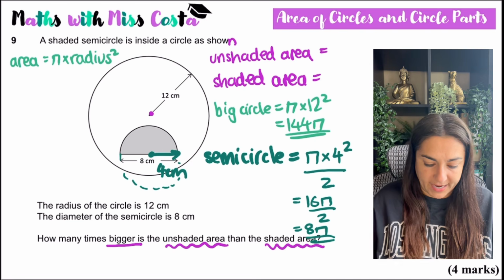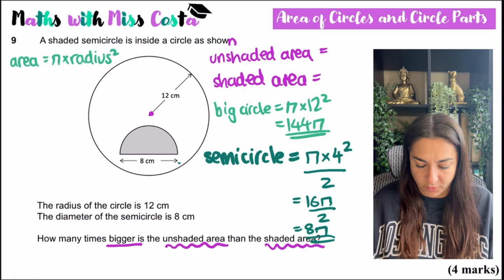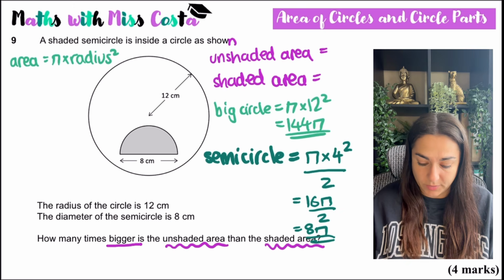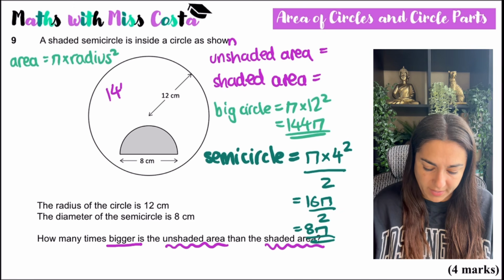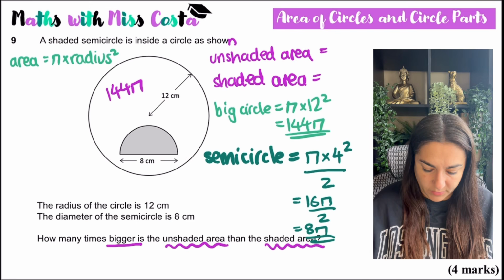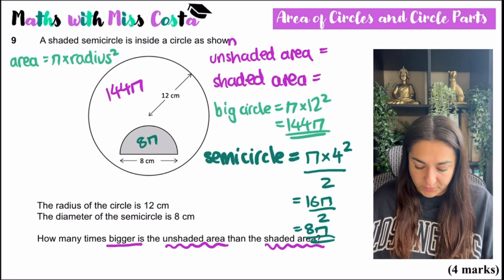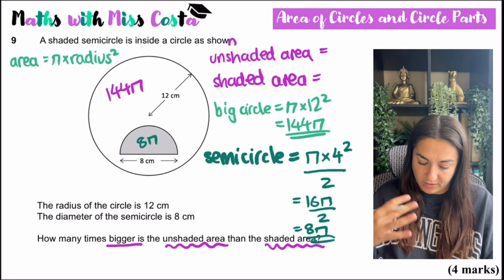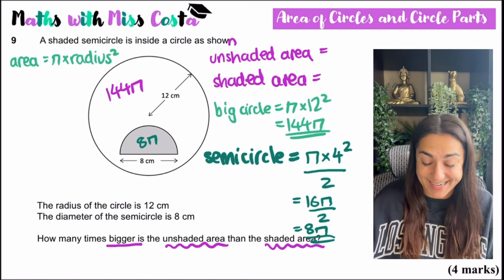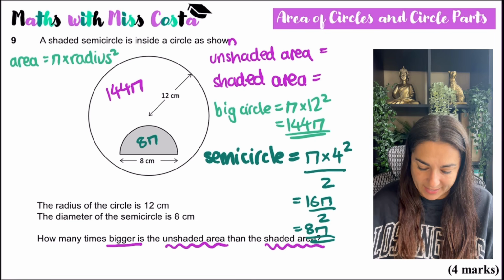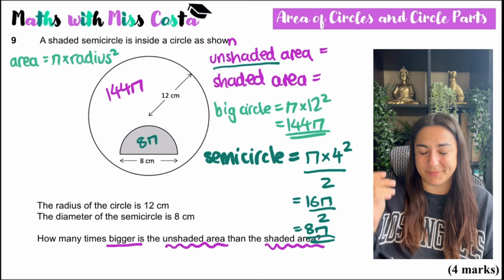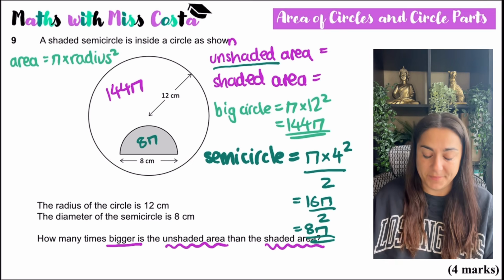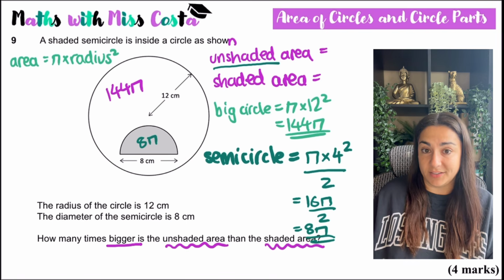So now I have my two little bits. I've got the circle, imagine if it's the full circle, which is 144 pi. And then I've got the shaded area, which is 8 pi. But to work out how many times bigger the unshaded area is than the shaded area, I need to actually work out what the unshaded area is. And this is the bit that most people just forget because there's so much going on here. So what do you need to do to work out the unshaded area?